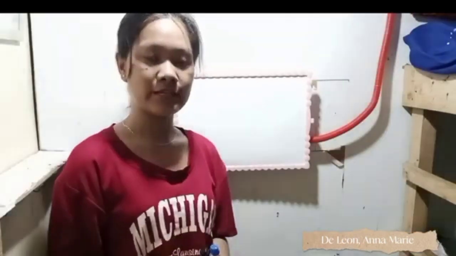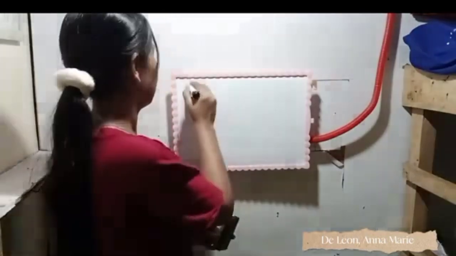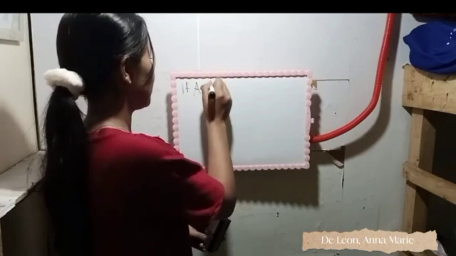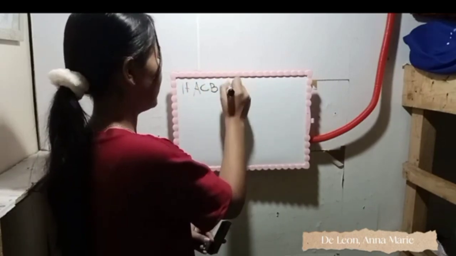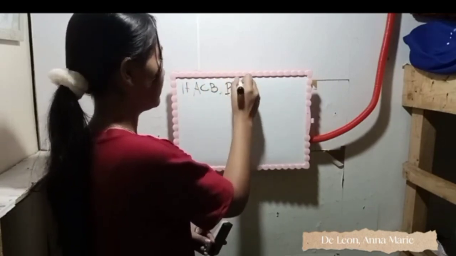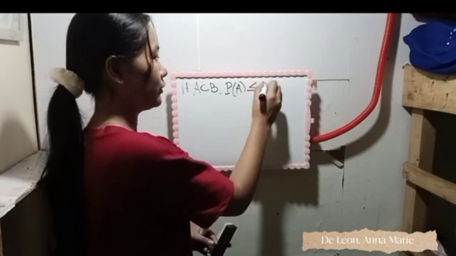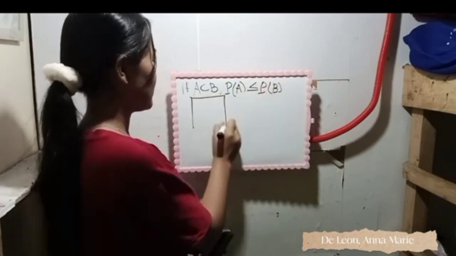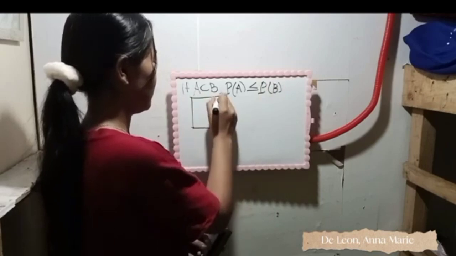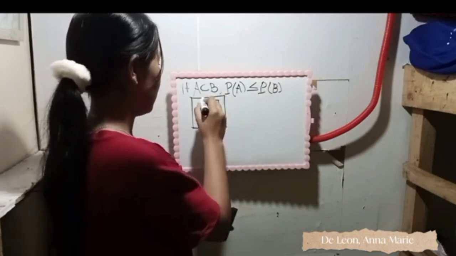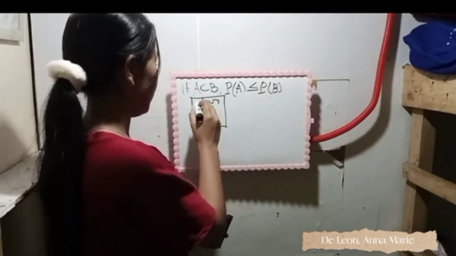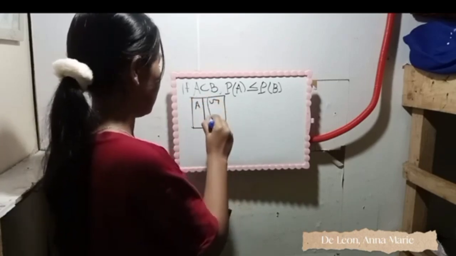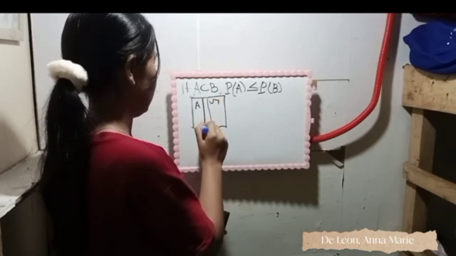Our second equation is, if A is a subset of B, then the probability of A is less than or equal to the probability of B. So here is the sample space, and inside are the subset A and the subset B.